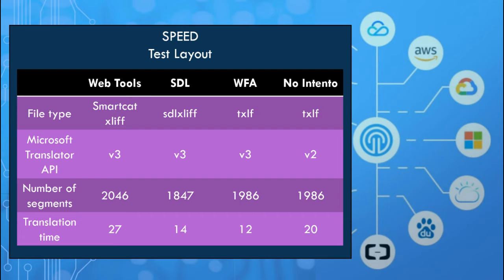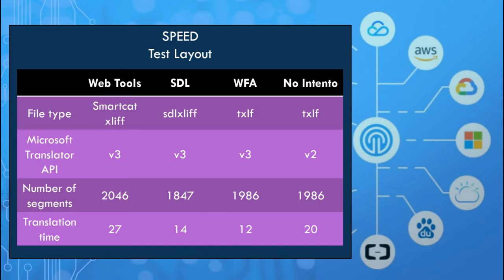So now let's look at my speed test. I did a comparison speed test. I wanted to see how this behaves in different scenarios. First, I tried in the web tools, the same platform as we've used before for comparing. In this, you can upload an XLIFF. So I did that. I got an XLIFF that was made in SmartCat.